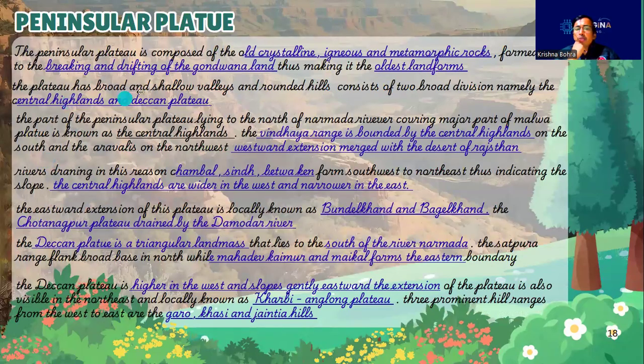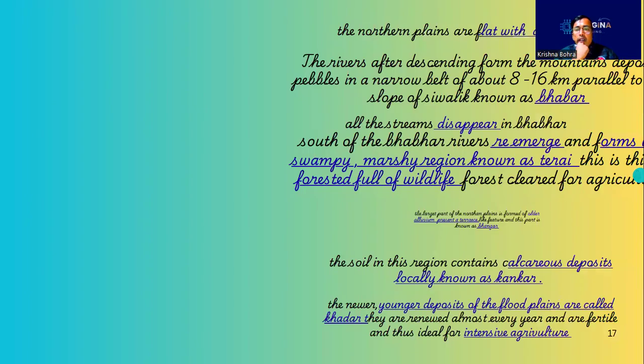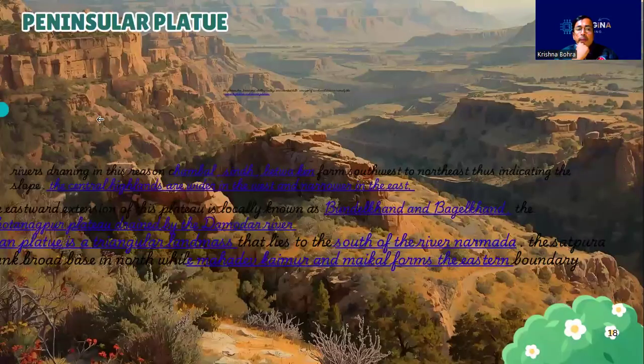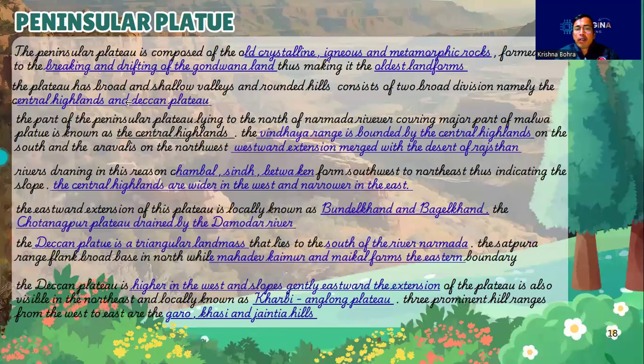The plateau has broad and shallow valleys and rounded hills, and consists of broad divisions, namely the Central Highland and the Deccan Plateau. If you locate the Central Highland and Deccan Plateau on the map, this particular part is called the Central Highland and this is called the Deccan Plateau. We will be understanding the Deccan Plateau as well.